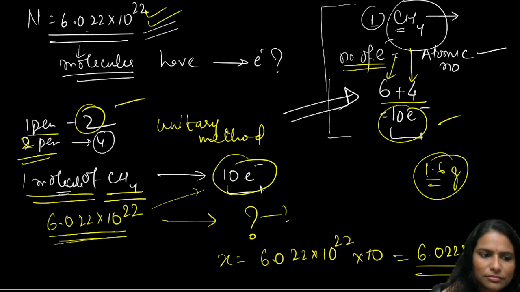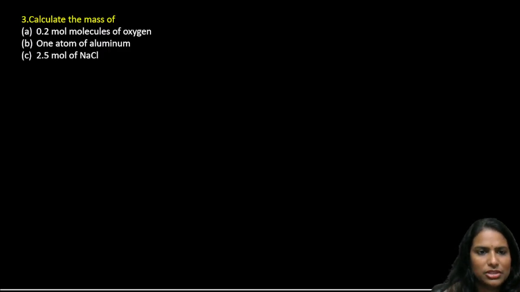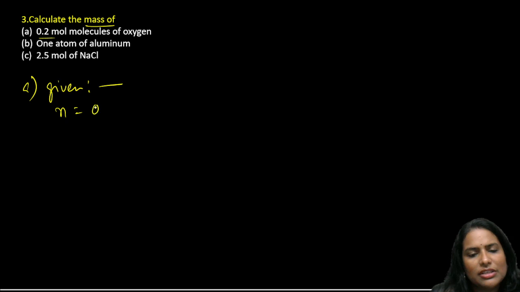Am I clear? So this is the second variety of the mole question which we have done. Let us come to the third variety of the question, where you have to calculate mass. This is also a simple question. You can easily do that with those 3 formulas which I said in the very beginning of the video, right? So you need to calculate the mass. Let us solve the first question. What is given to us? N value is given, 0.2 mole molecules of oxygen is given, and you have to calculate the mass.